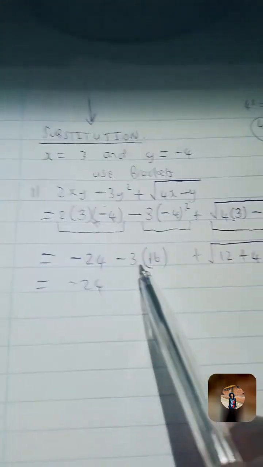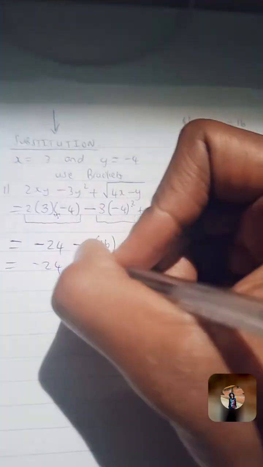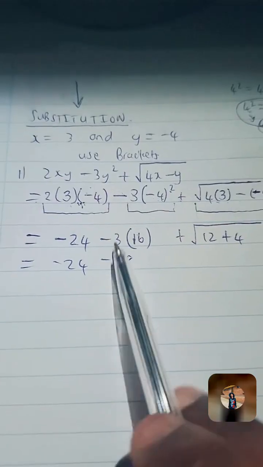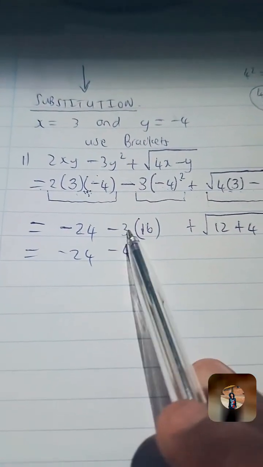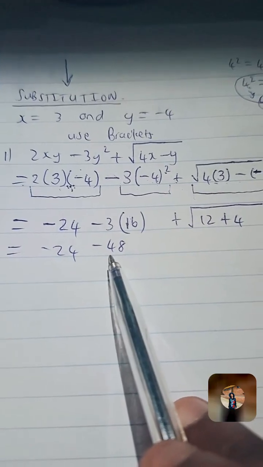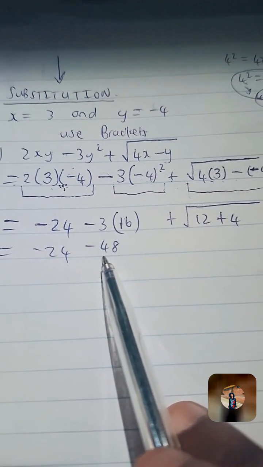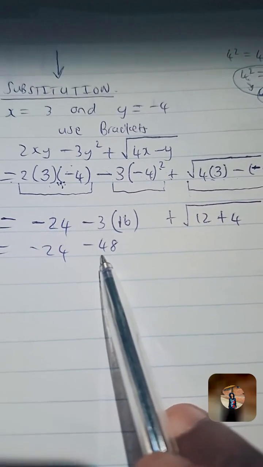Next step: negative 24. Now you can tell me what's negative 3 times 16. Yes, you can use your calculator. I'm just going to help you there. A negative times a positive is a negative. 3 times 16 is 48. Are we together still? Yes, sir.